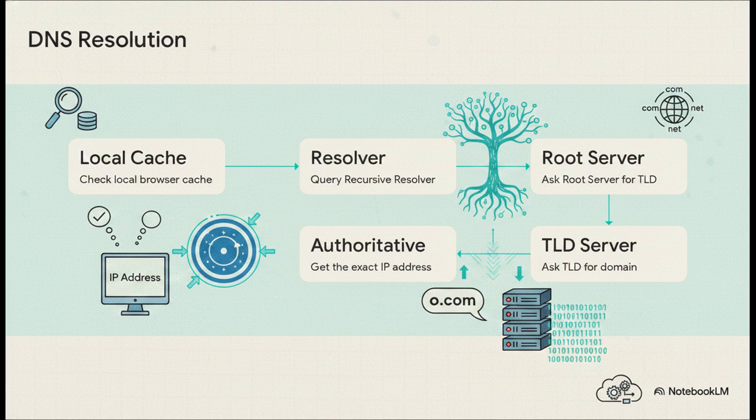Your browser checks its local cache first. If it's a miss, a recursive resolver jumps in and asks the root server, then the top-level domain server, and finally the authoritative server to fetch that exact IP address. Pro tip, when your app breaks, always check this chain first.